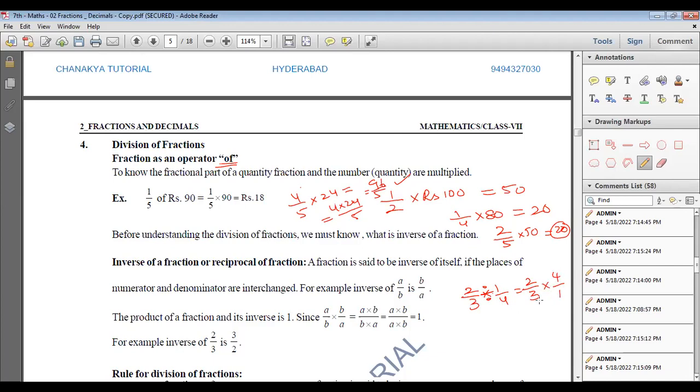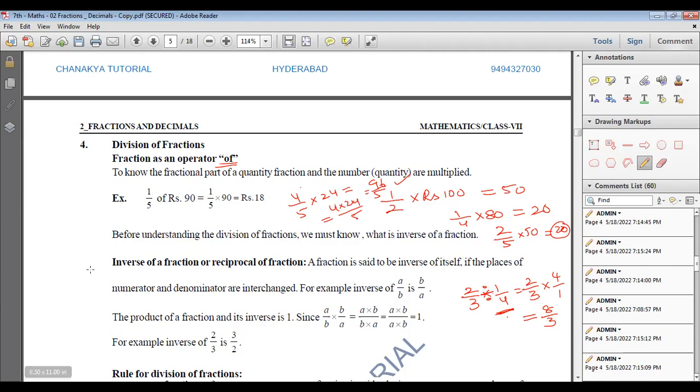Very good. 4 by 1 is 4. Why? Because the first fraction we are not disturbing. Only this part, the reciprocal, we are doing. Very good. Yes, you can simplify. Ma'am, the multiplicative inverse of a fraction is the reverse, right? Exactly. Reciprocal and multiplicative inverse are both the same.